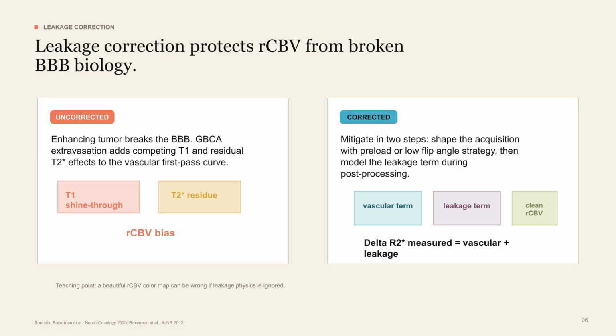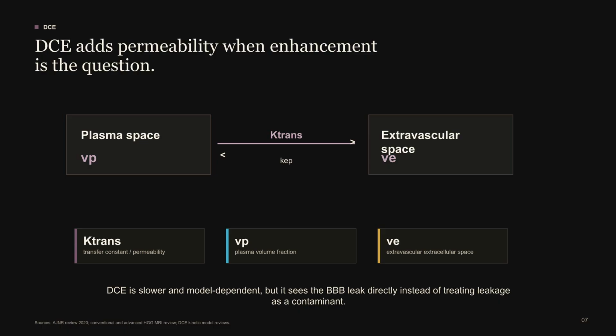Leakage correction is crucial for accurate RCBV, as enhancing tumors break the blood-brain barrier. Uncorrected images suffer from T1 shine-through and T2* residue, biasing RCBV. Correction involves shaping the acquisition and modeling the leakage term during post-processing to isolate the vascular term.